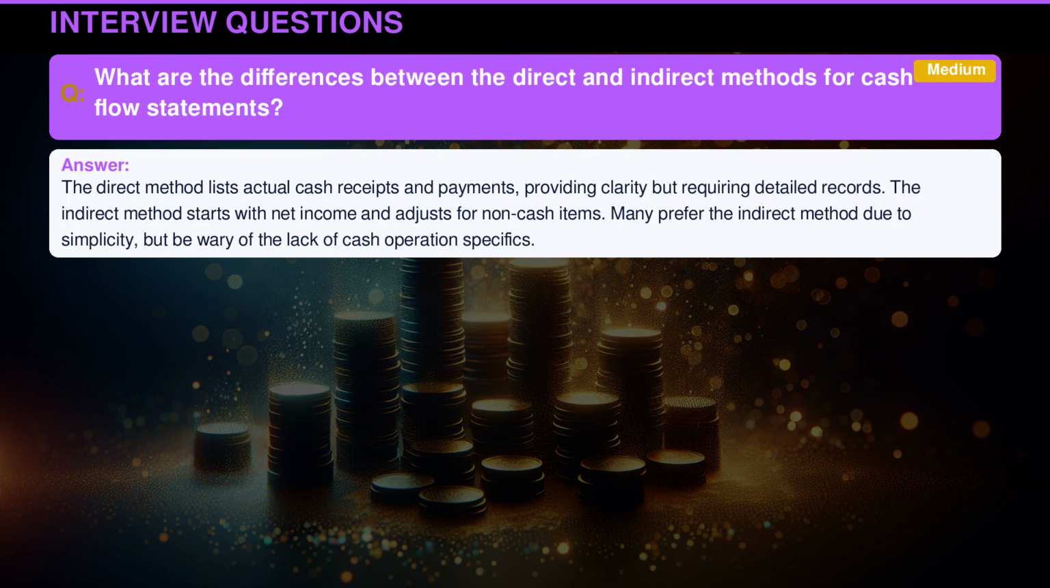The direct method lists actual cash receipts and payments, providing clarity but requiring detailed records. The indirect method starts with net income and adjusts for non-cash items. Many prefer the indirect method due to simplicity, but be wary of the lack of cash operation specifics.